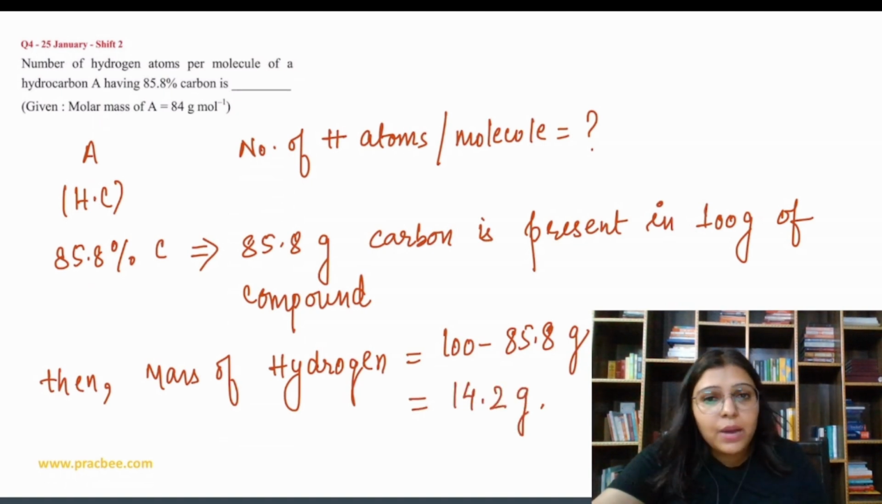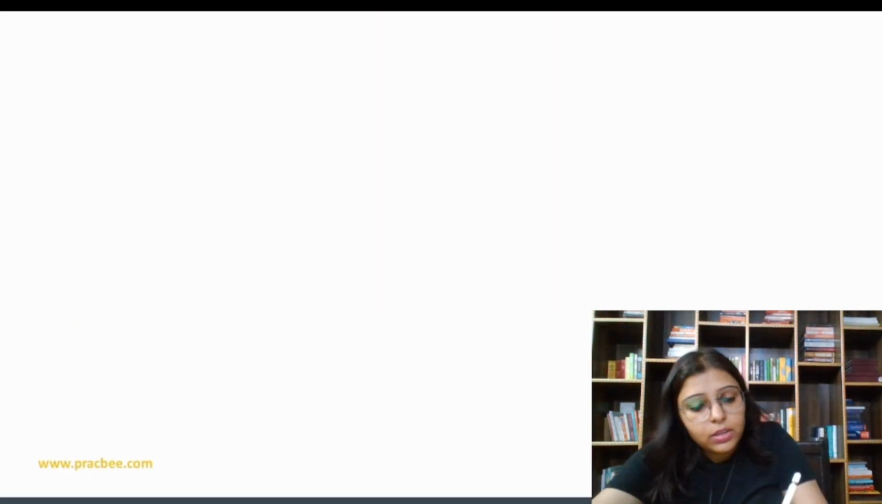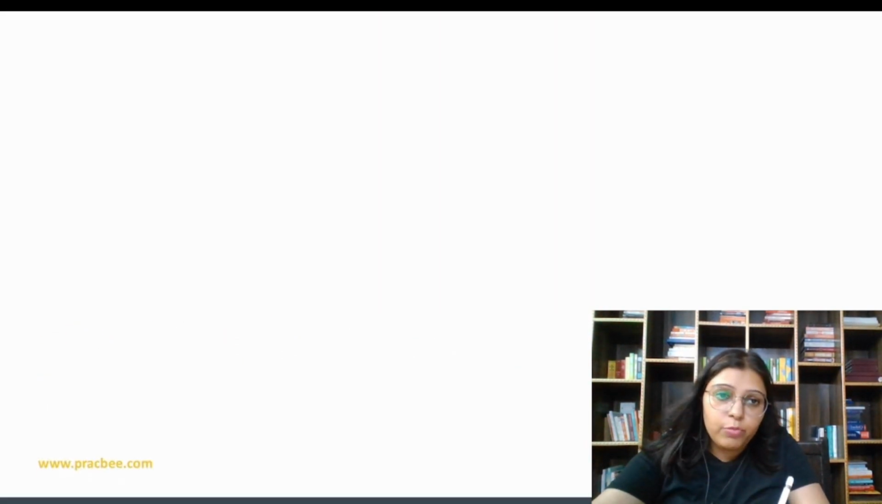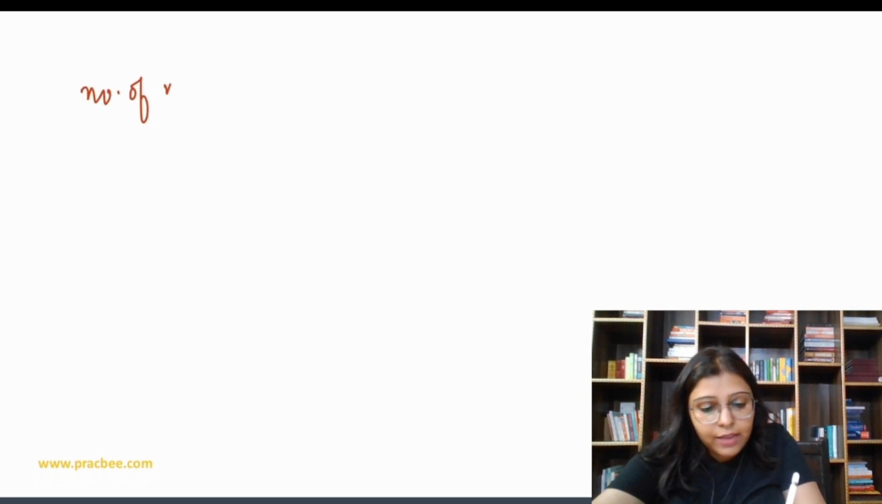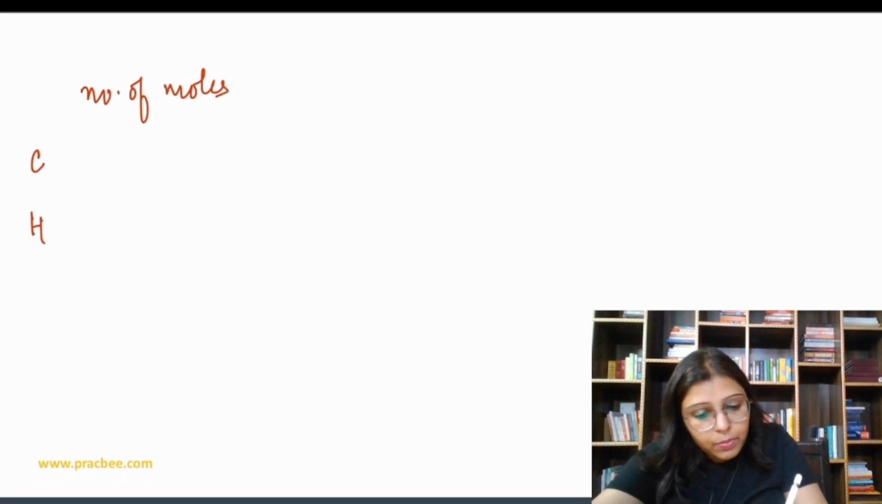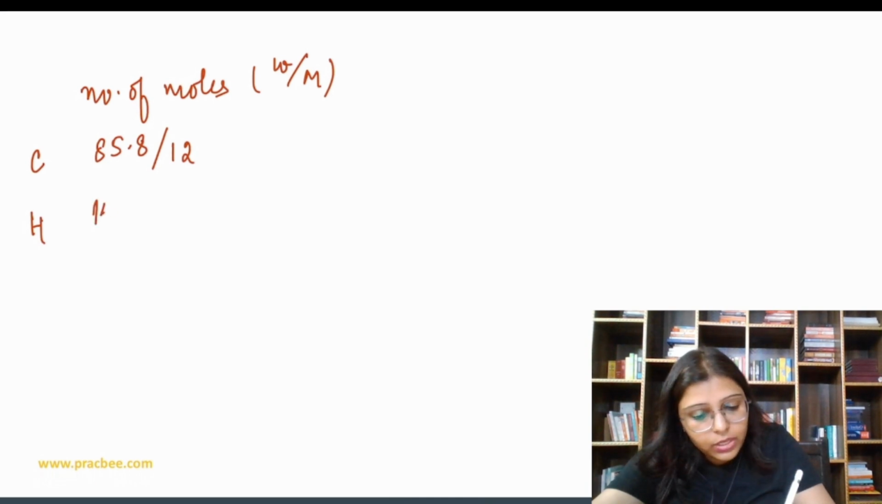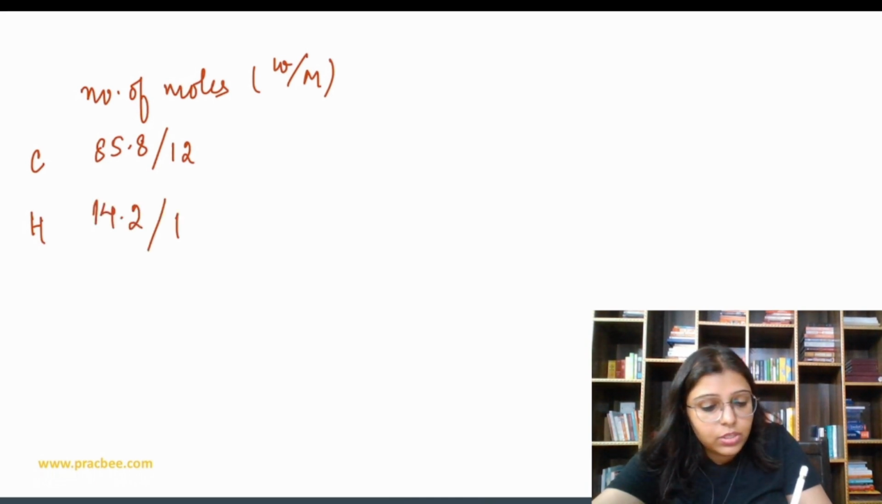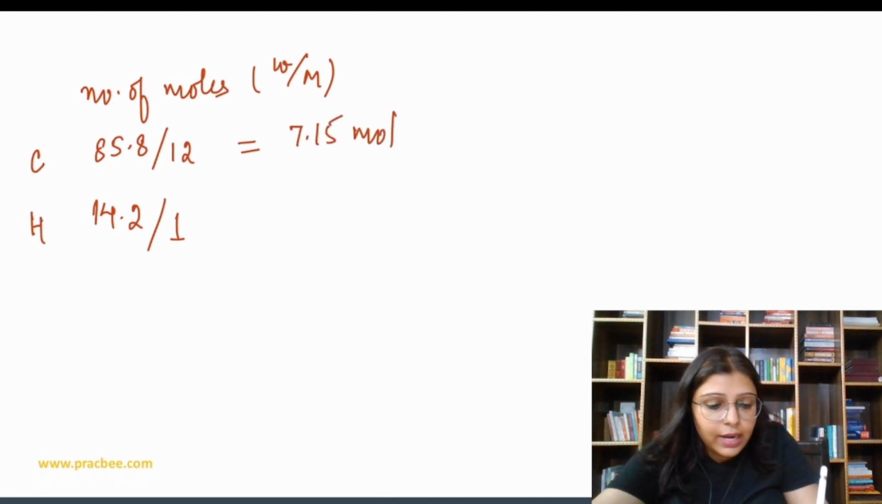Now what we are going to do, we have to calculate the number of moles of carbon and hydrogen. Number of moles of carbon is given mass divided by molar mass. So given mass is 85.8 divided by 12, and here it is 14.2, and the molar mass of hydrogen is 1. It is going to be 7.15 mole, and this comes out to be 14.2 mole.